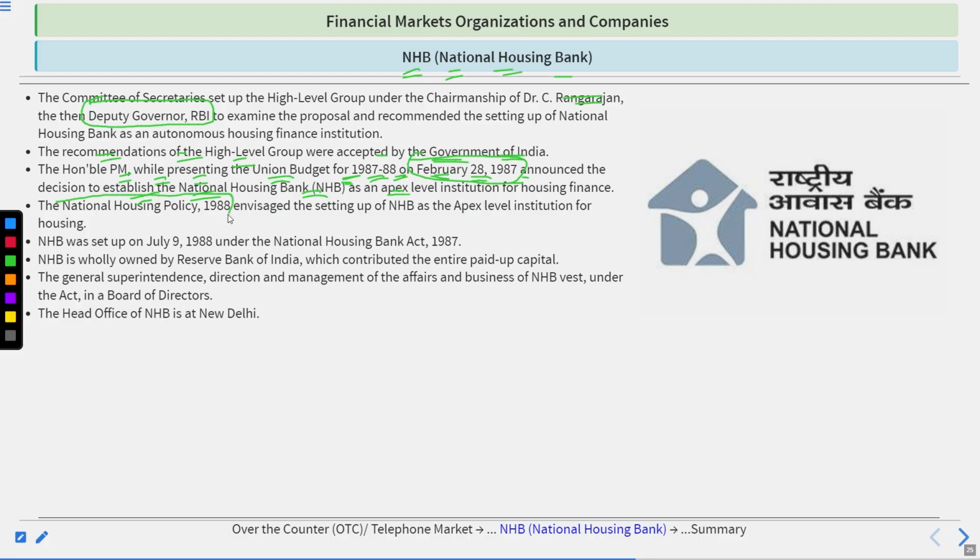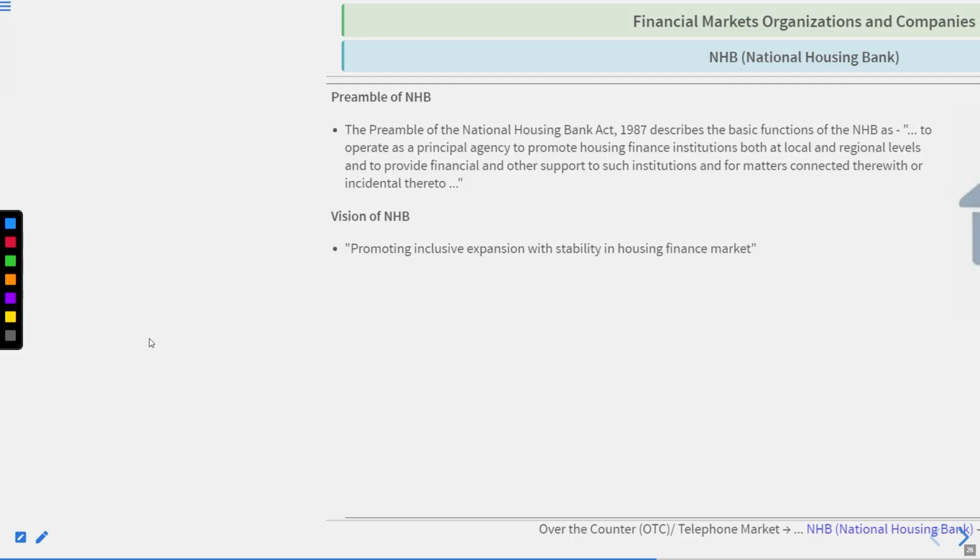The National Housing Policy in 1988 envisaged the setting up of NHB as an apex level institution for housing. Okay. So, following this, the NHB was set up on July 9, 1988 under the National Housing Bank Act 1987. It is wholly owned by the Reserve Bank of India, which contributed the entire paid up capital. The general superintendence, direction and management of the affairs and business of the NHB vests under the Act in a board of directors, and the head office of the NHB is at New Delhi.